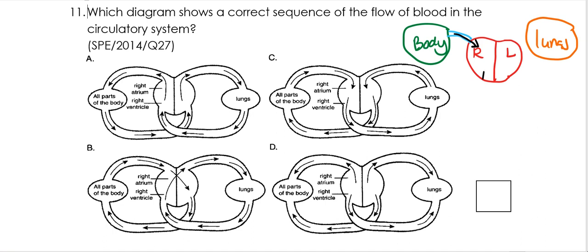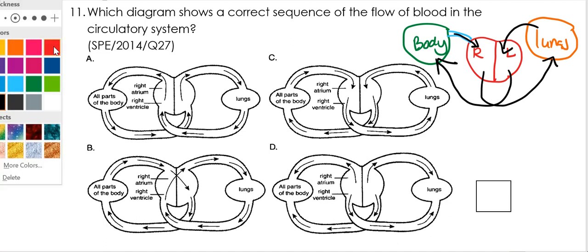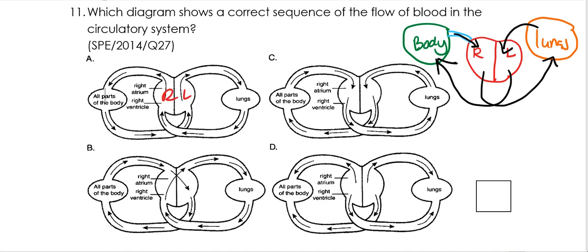So you're going to have here to here, and then the lungs back to the heart, and then this part right here should go to the body. So the only one that actually makes sense, I think, is, okay, so here is the right atrium and the ventricle, so this is right and left. So it says here that the right hand side is going to all parts of the body. That's incorrect. It only goes towards the lungs, the right hand side.